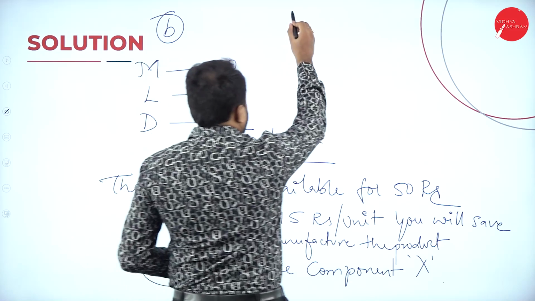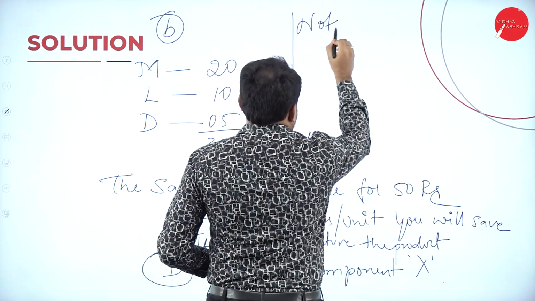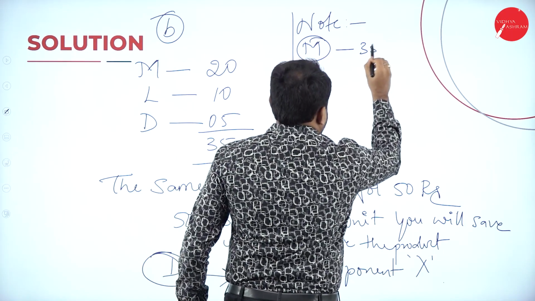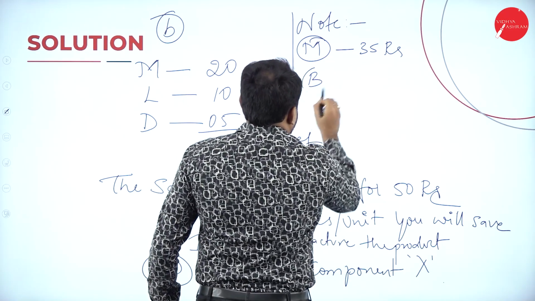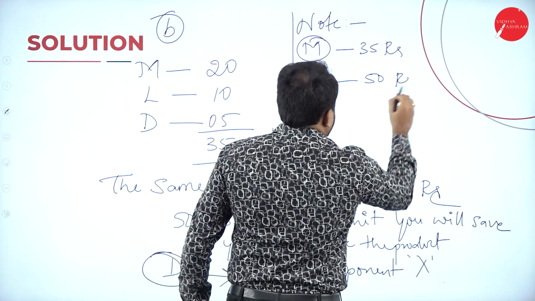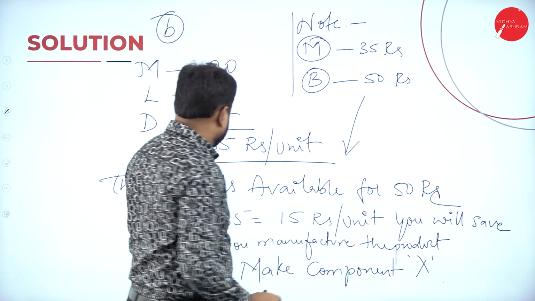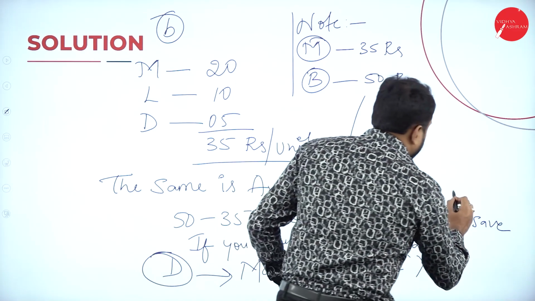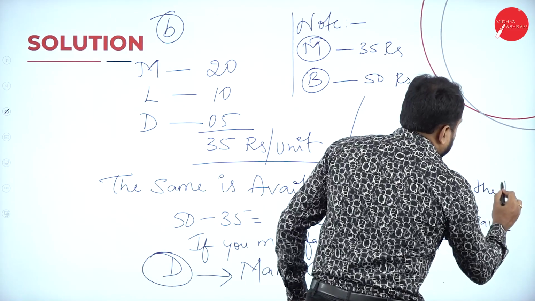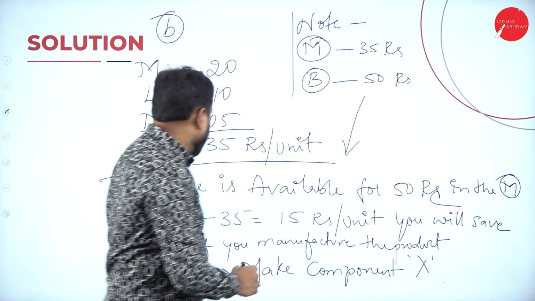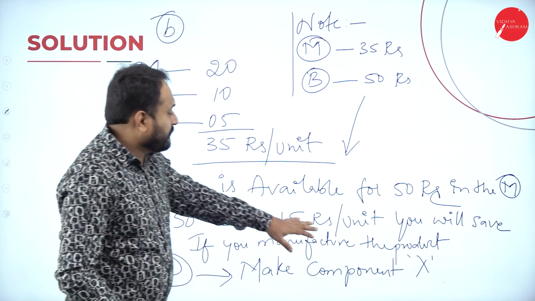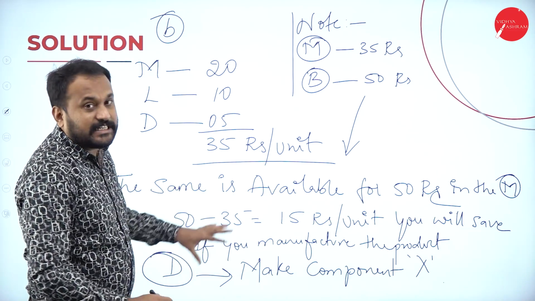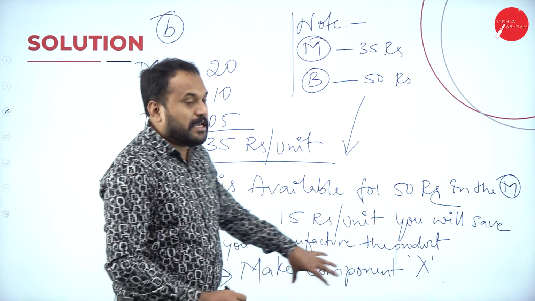Again here also, let's go with a note. If I make it, it is 35 rupees; if I buy it, it is 50 rupees. So what will you do? The same is available for 50 rupees in the market. So 50 minus 35 is 15 rupees per unit. So you will say how much? 15 rupees per unit for each and every component. Hence you will make component X.